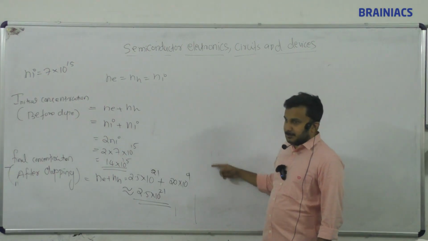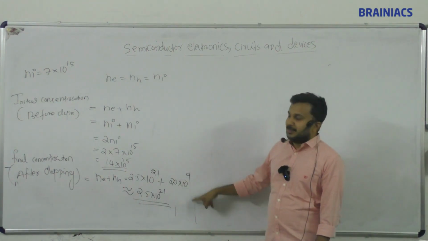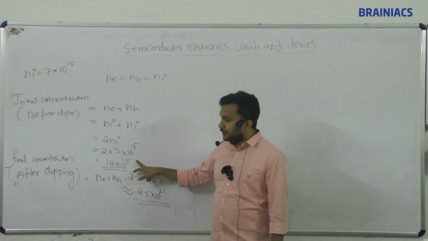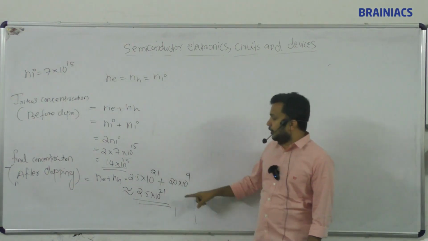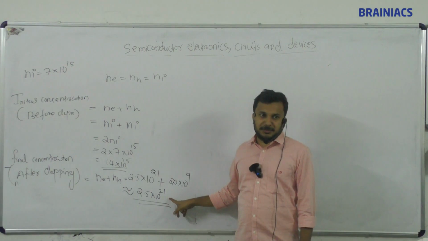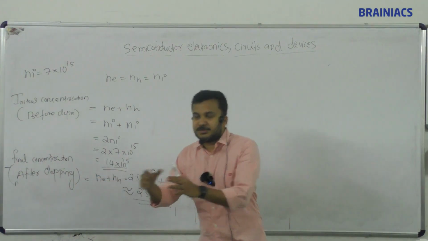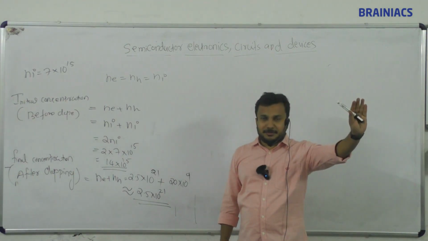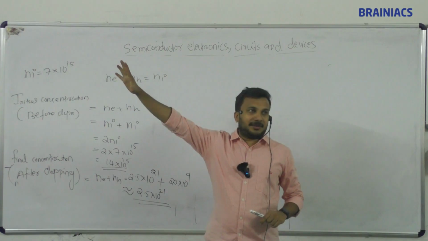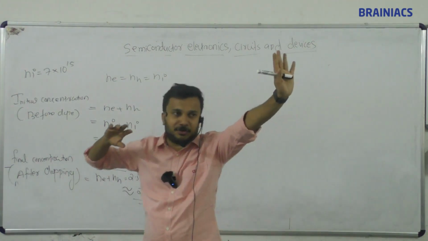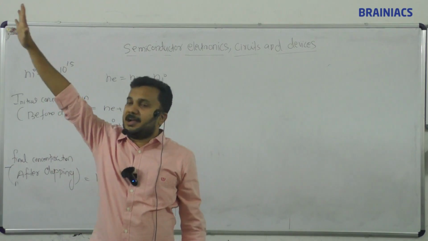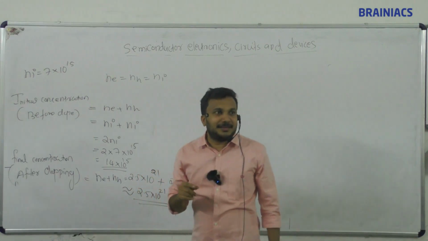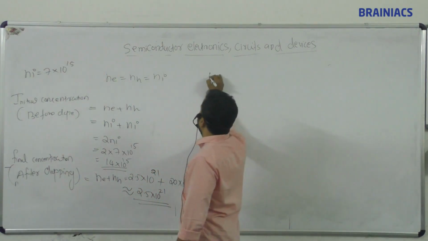This is clear, before doping and after doping. Before doping, this contains 14 into 10 power 15 atoms. After doping, 2.5 into 10 power 21. So before doping there is one number, after doping there is another number. So how much is given by the dopant? For example, before doping I see 100 and after doping I see 150. How much is given by the dopant? 50. How did you get that? The difference between them.